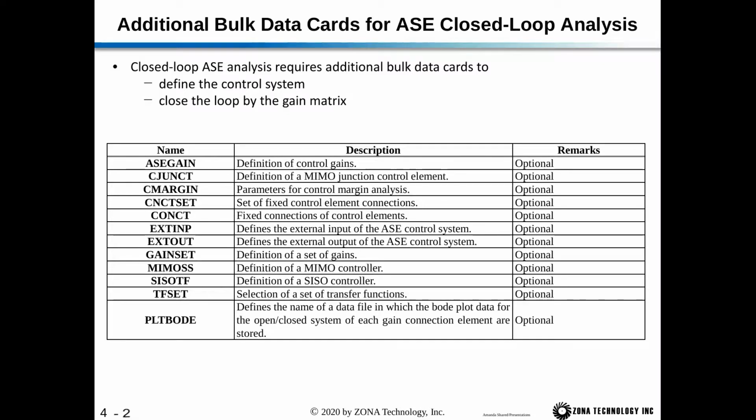EXTINP and EXTOUT define external inputs and outputs, which of course do not affect the stability of the system. The GAINSET card refers to a set of ASEGAIN cards to enumerate them. The MIMOSS is the definition of a MIMO controller, and the CISOTF allows you to define a CISO transfer function. The TFSET lists out the set of transfer functions you have, and then finally the PLTBODE card allows you to create a file for plotting the Bode response of the system.